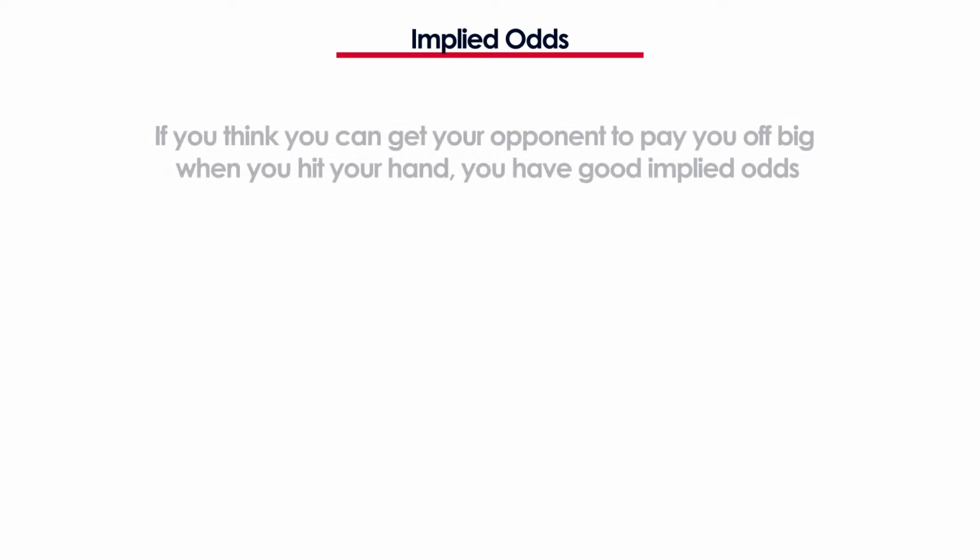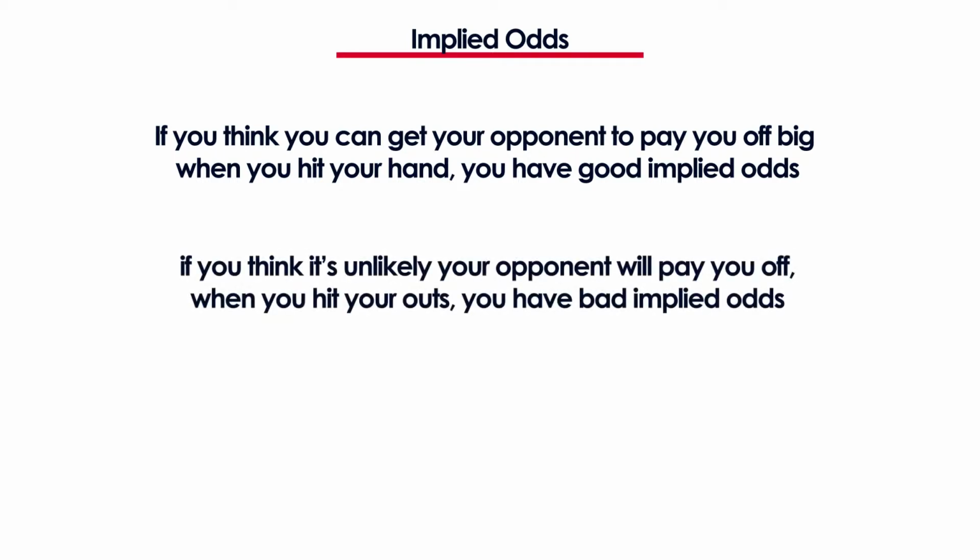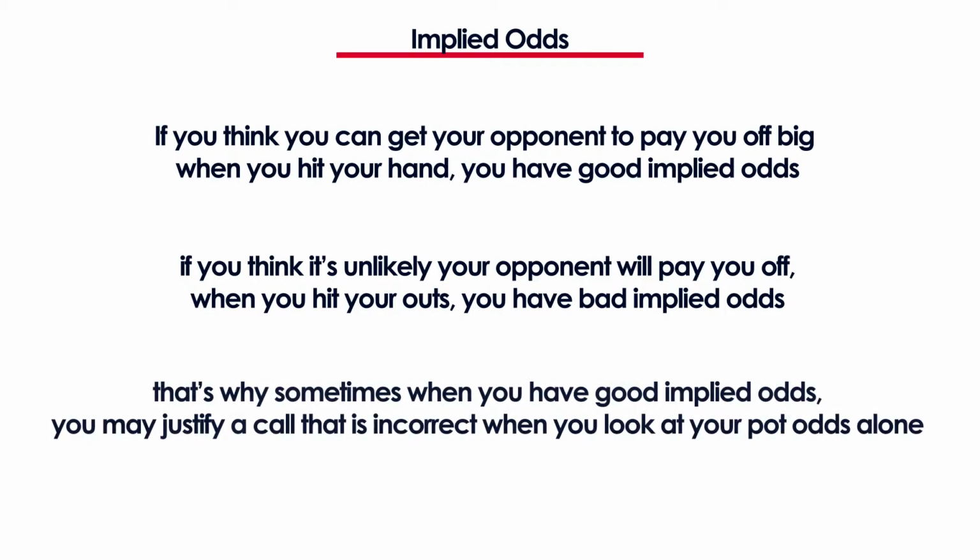Implied odds are based on the possibility of winning money on later streets. If you think you can win a lot of money from your opponents if you make your draw, you have good implied odds. On the other hand, if you think your opponent will not pay you off if you hit your draw, then you have bad implied odds. So having good implied odds may help you justify a call that is incorrect when you consider pot odds.